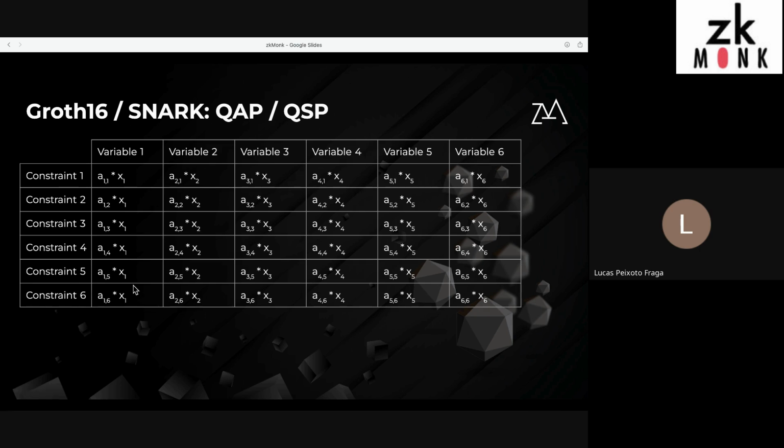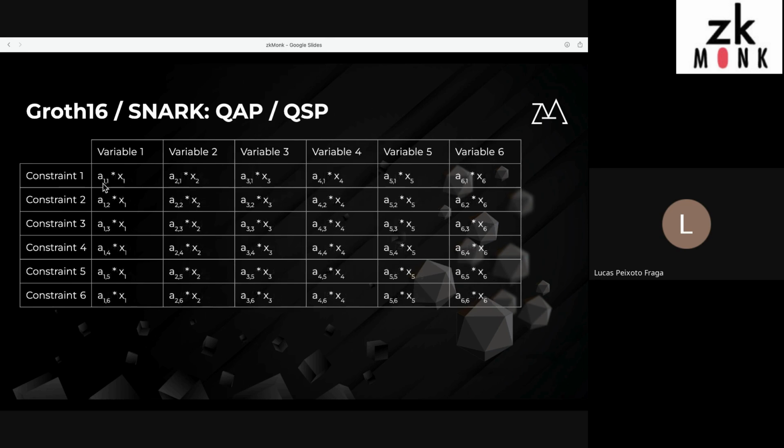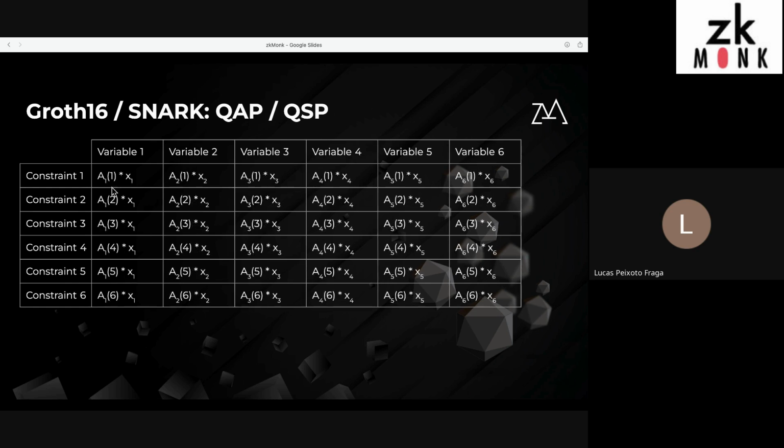And how do we do this? We will define a polynomial A1 such that the evaluation at 1 of this polynomial A1 is equal to this A1 from before. Okay? And we do this with every value from every row and every column. So now we have vectors, the rows, and we have polynomials for the columns. And we can go further. We can also have polynomials for the rows. How do we do this?